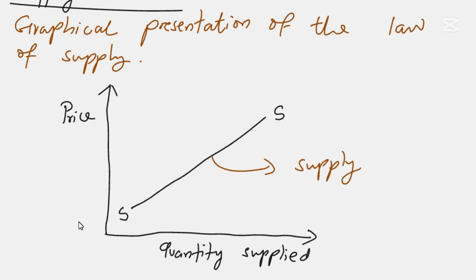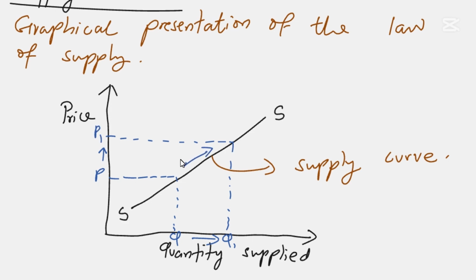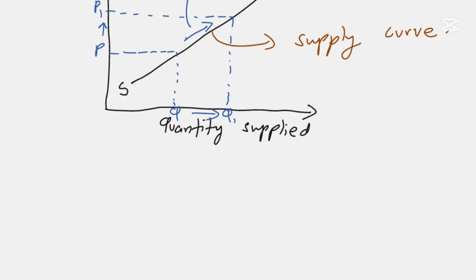This is the supply curve. It shows that we have a positive correlation between price and quantity supplied. For instance, if that is the price, that will be the quantity Q. If you increase the price to P1, then the quantity supplied will increase to Q1, showing there is a positive relationship between these two quantities which we are using to define and understand supply.